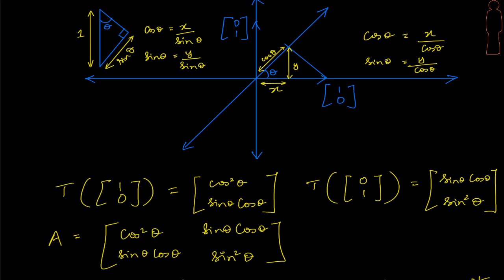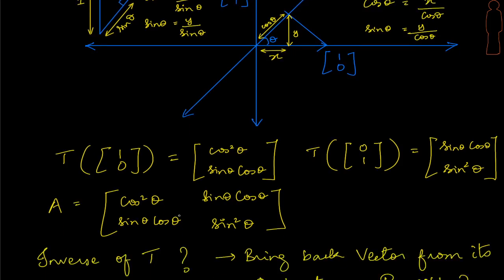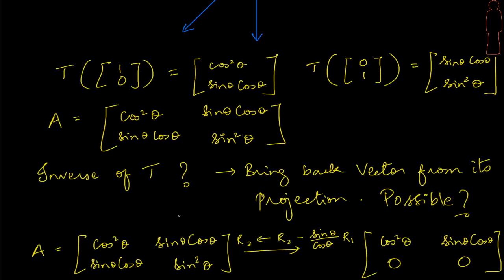With this in place, let's go and write down the transformation. T of 1 0 is going to take me to x and y: x is going to be cos square theta, y is going to be sin theta cos theta. That's what we put here. T of 0 1 is going to be, x is cos theta sin theta, and y is going to be sin square theta. That's it, we got our matrix. That's my projection matrix. And there are a few interesting properties with the projection matrix. Let's go through some properties.